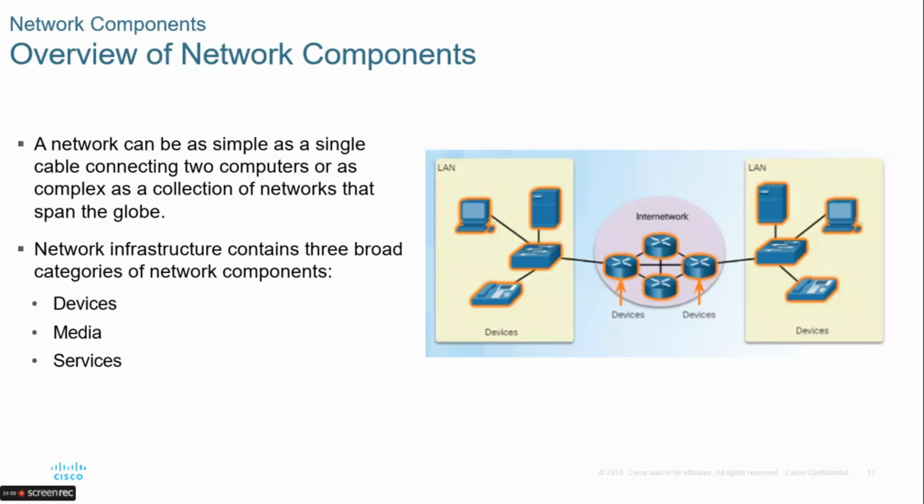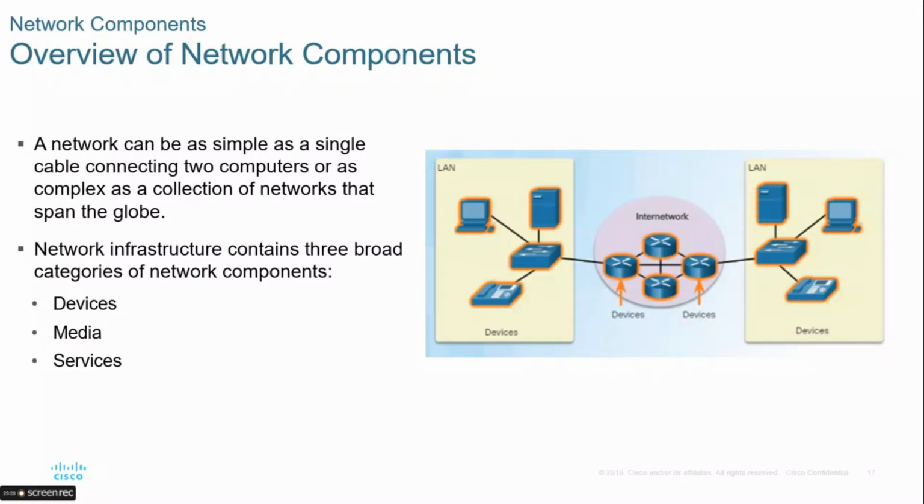So network infrastructure contains three broad categories of network components. We've got devices, media, and services. Devices, these are things like mobile phones, computers, smartphones. Media, these are the links channeling information between the servers and the clients.